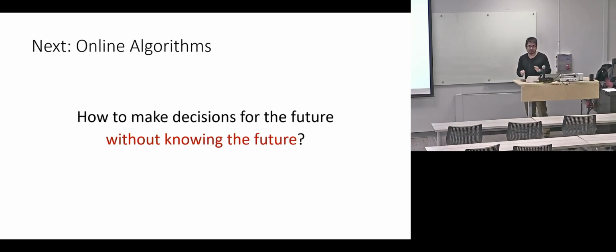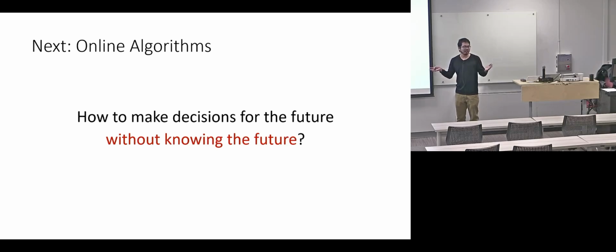This is the next theme of the rest of the class, which is how do you make decisions for the future with uncertainty? You don't know the future. How do you make decisions that are of good quality? Okay, so see you next class.